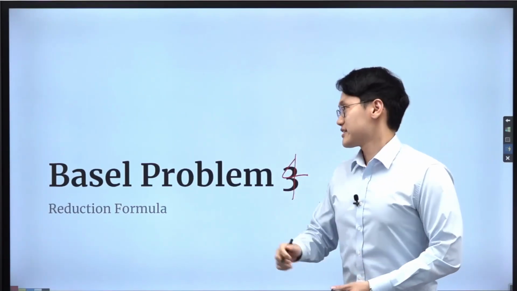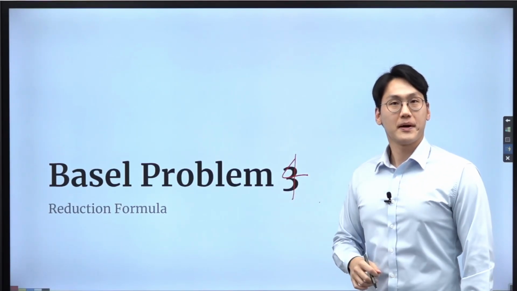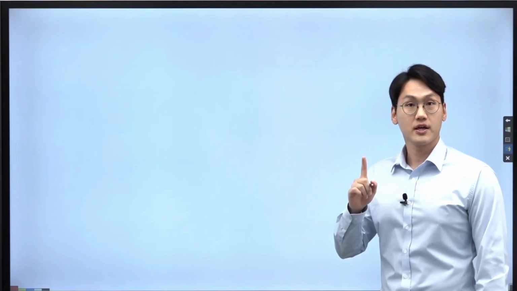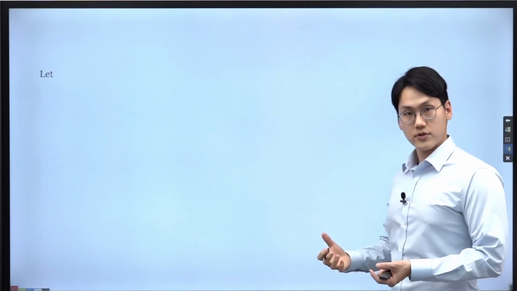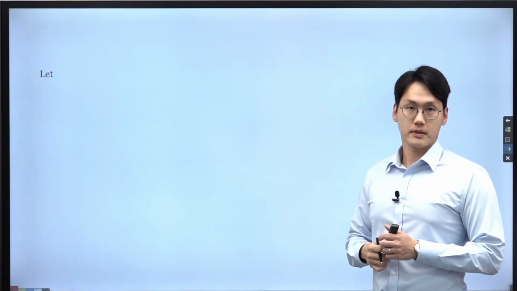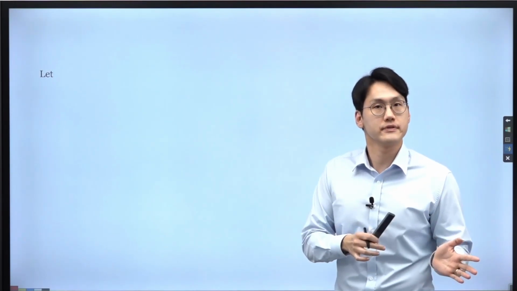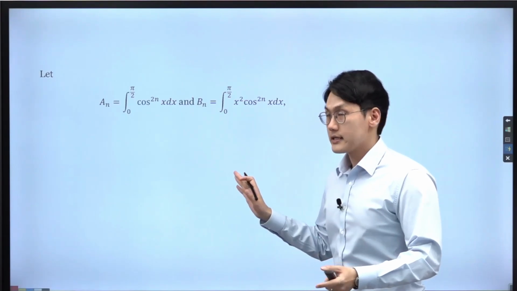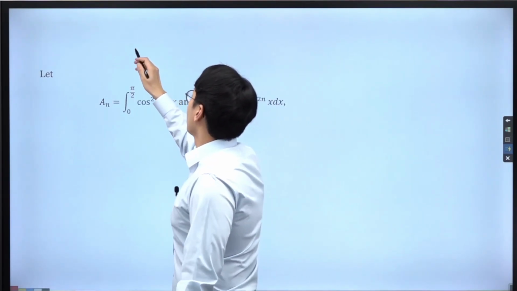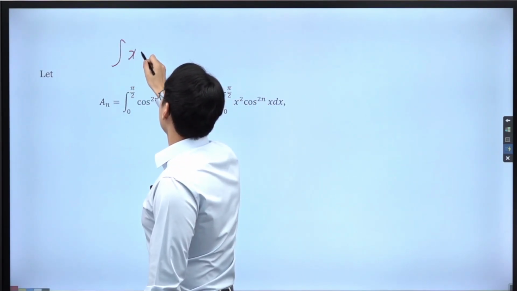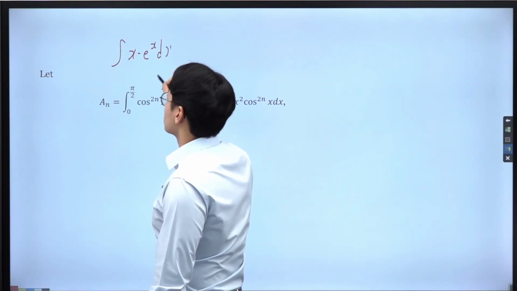Okay, let's have a look at the last problem for the Basel problem, using the reduction formula. So what is a reduction formula? It's just repetitive integration by parts, but it depends on which one you want to use the antiderivative of. For example, what you can do here is x times e to the power of x, and imagine that I want to do this by parts.